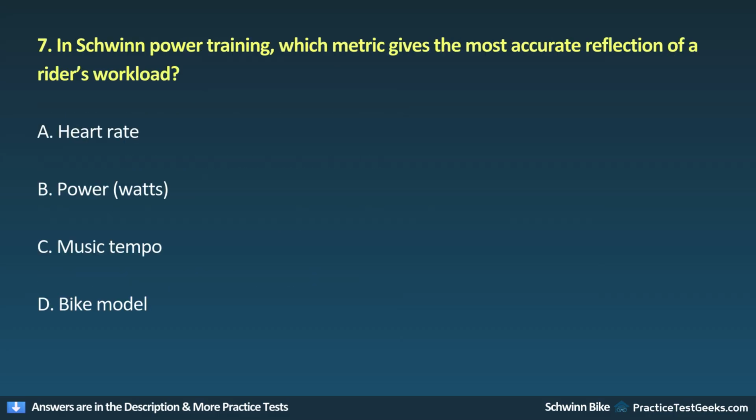7. In Schwinn power training, which metric gives the most accurate reflection of a rider's workload? A. Heart rate, B. Power watts, C. Music tempo, D. Bike model.